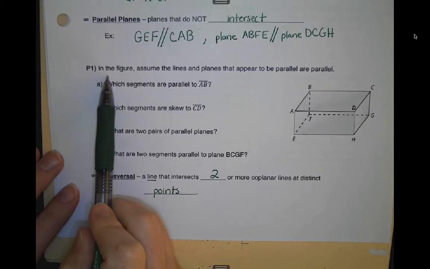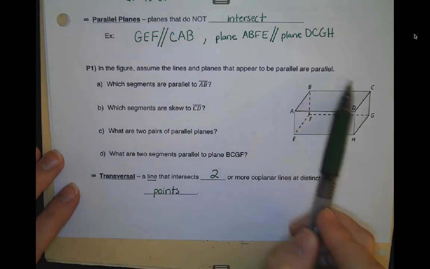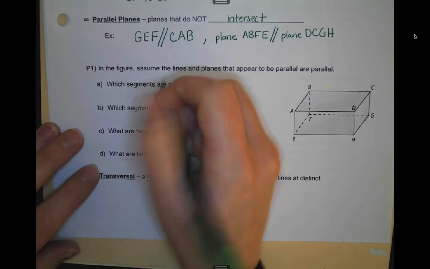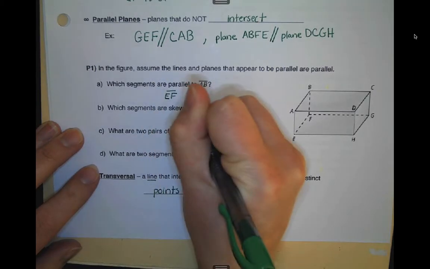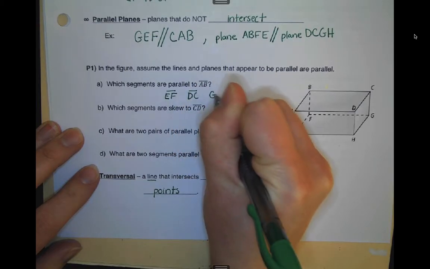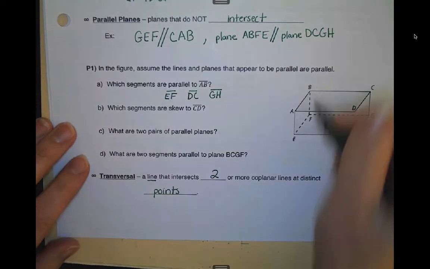Here, problem 1. In the figure, assume that the lines and planes that appear to be parallel are parallel. Which segments are parallel to AB? Those would be segments EF, DC, and GH. Those are segments parallel to AB.